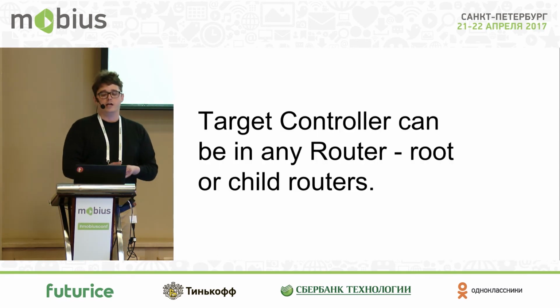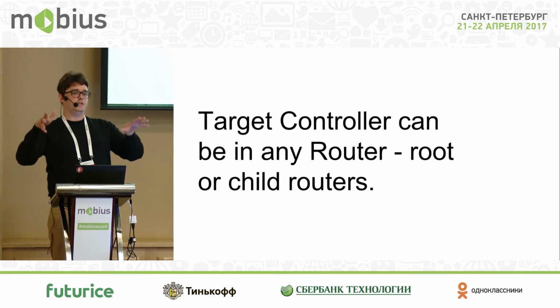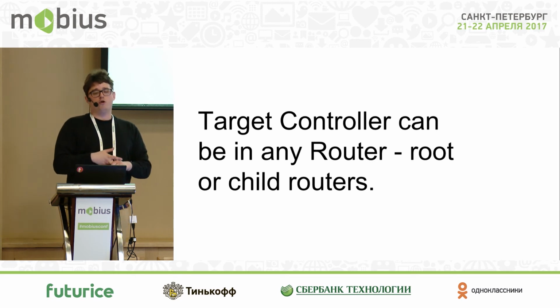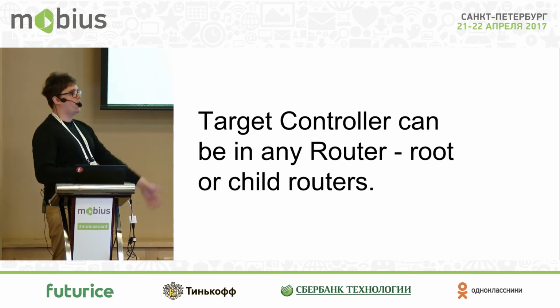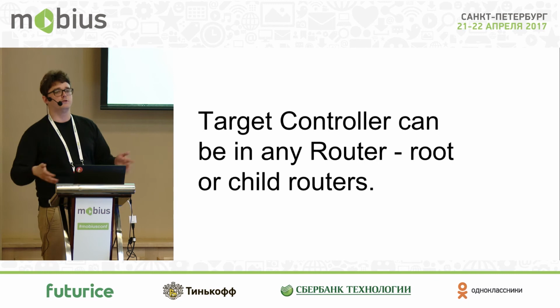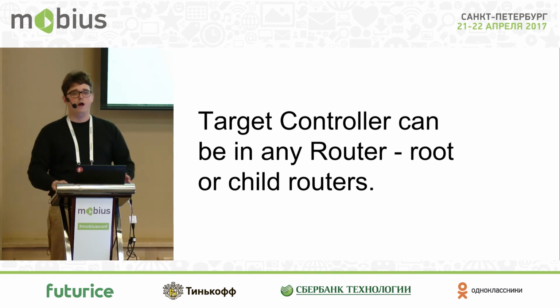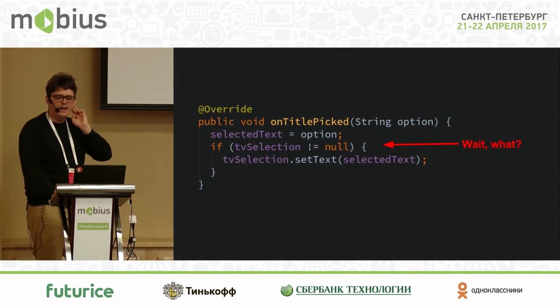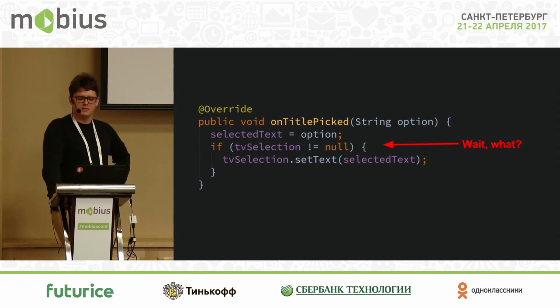The target controller can be in any router, right? A router is your equivalent of the FragmentManager. So no matter if it's a nested controller or not, everything can be a target controller for everything, and the behavior will always be the same. So wait, what? Null check, right? You might notice this. Am I back to the fragments? Hell.